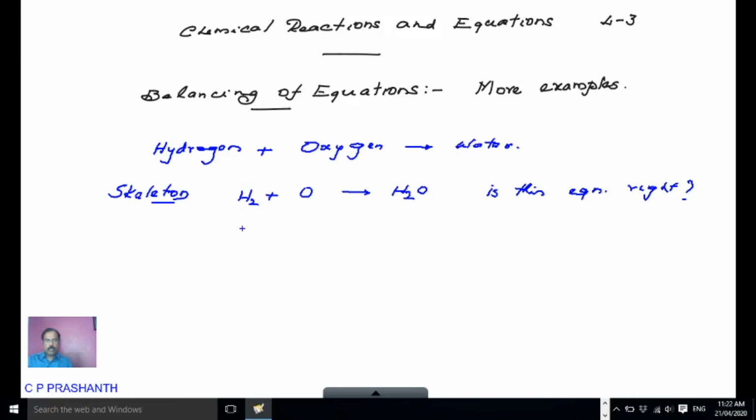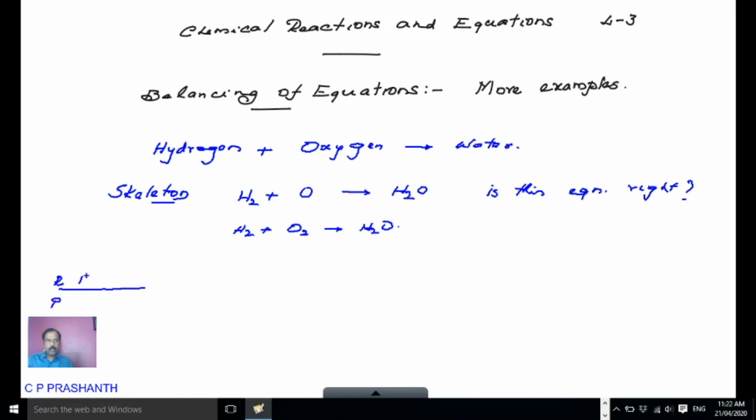Right now the number of atoms are balanced on both the sides, but can we write the equation like this? Obviously not, because oxygen being a gas exists as O2. So we have to write H2 plus O2 gives H2O. Now we will balance the equation.